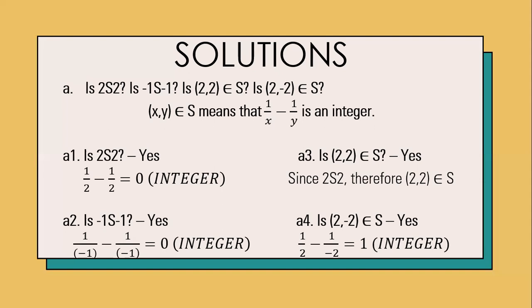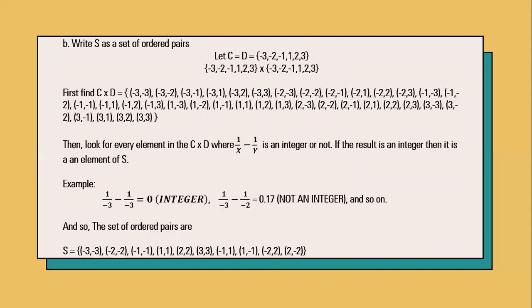And heading to problem A4, is 2 and -2 an element of relation S? The answer is also yes. By using again the formula, 1 over 2 minus 1 over -2 equals 1, and 1 is an integer, so therefore it is an element of relation S.